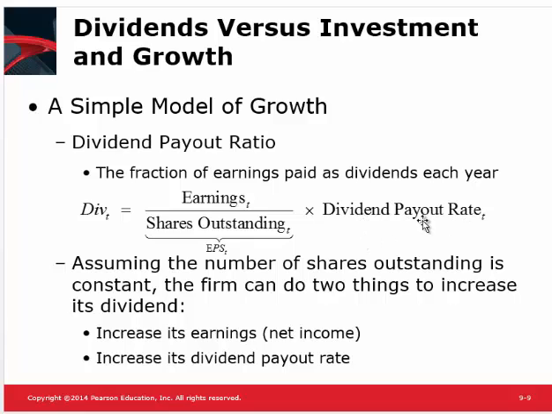dividend payout ratio is. If we can assume that the shares outstanding is constant, right, doesn't change very often, how can you increase dividends? You either increase earnings and keep the payout ratio the same, or you keep earnings the same and you increase the dividend payout ratio. So those are things obviously that management can do to have impact on dividends.